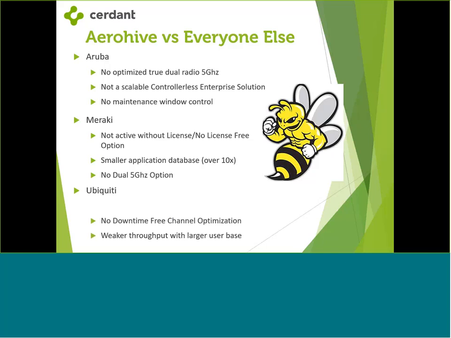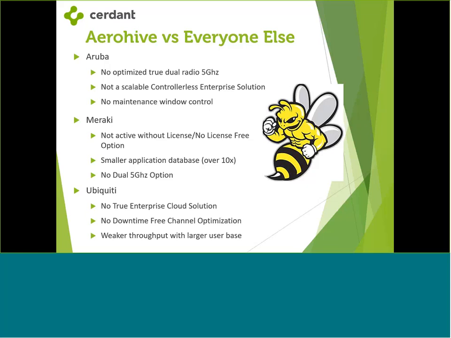And finally, Ubiquiti. Ubiquiti is really starting to carve out a niche for itself, and we were looking at it, but it really isn't a true enterprise cloud solution, and they don't have downtime-free channel optimization. Aerohive, and some of the things we're going to talk about here shortly, can seamlessly change channel power settings without any reboot, without any downtime. If you make any of those changes to Ubiquiti, it will cause downtime in your environment, so you can't have a dynamically changing environment during production.